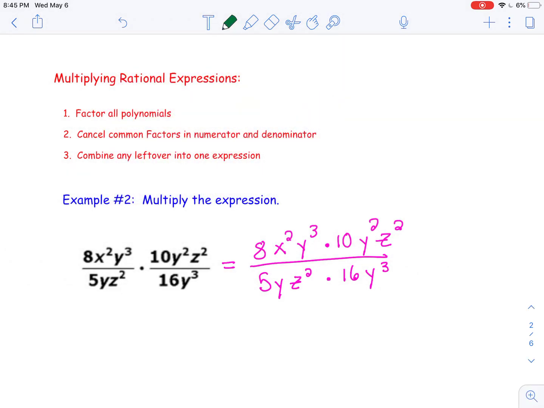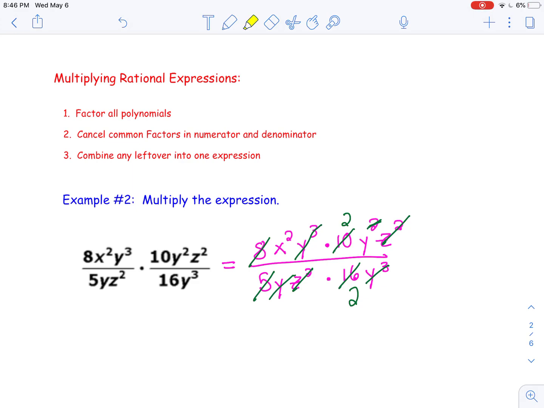So what do I see? I can see that my z squareds will cancel. I can see that my 5 will cancel with my 10 and leave me with 2. My 8's going to cancel with my 16 and leave me 2. I have an x squared, a y cubed, and a y squared on top and a y cubed on the bottom. I can simplify, and I have a y on the bottom. I can simplify my y cubes. I have a y cubed here that I cancel with this y cubed. And I have a y here that's going to cancel with one of the y's up there.